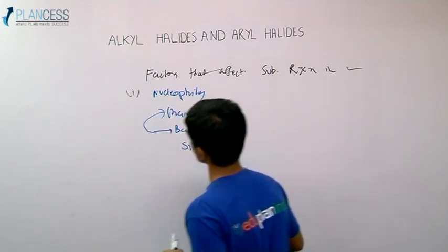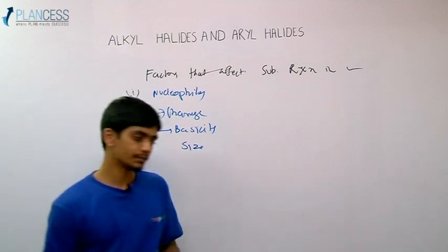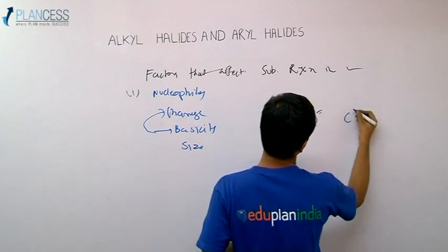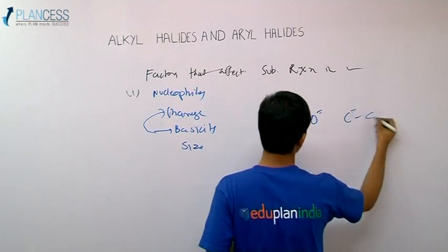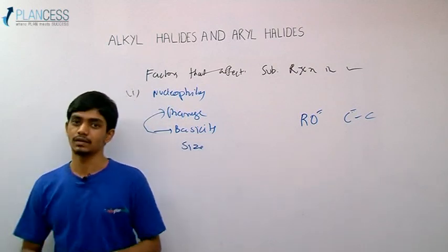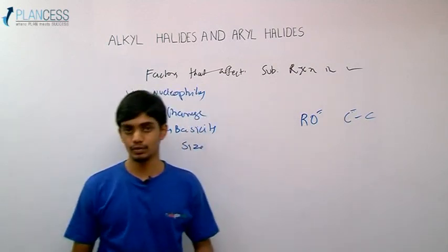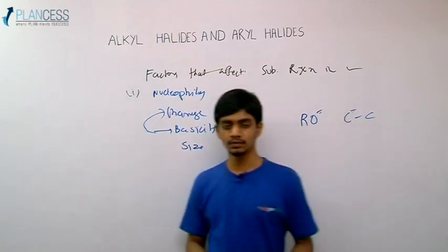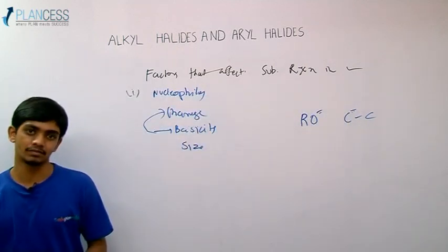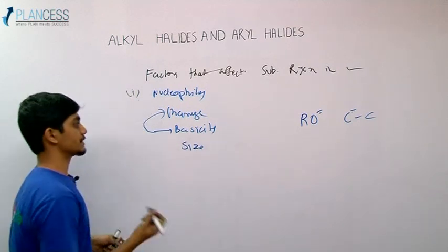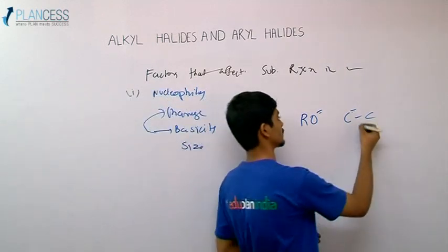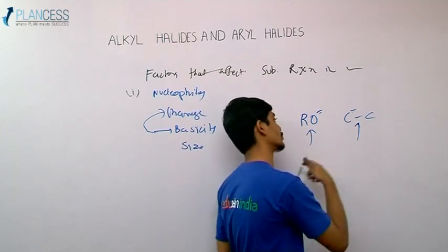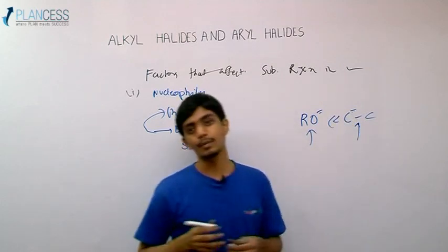But what if we have the same charge? For example, RO minus and R3C minus. You can take anything, another carbon. Now, which of these two is more nucleophilic in nature? We have the same charge. Now, how do you explain? We can take the order of basicity, and if you take basicity, then definitely the carbon anion is much more basic as compared to RO minus, and hence it is much more nucleophilic than RO minus.